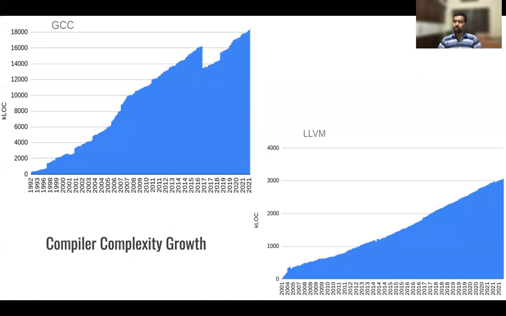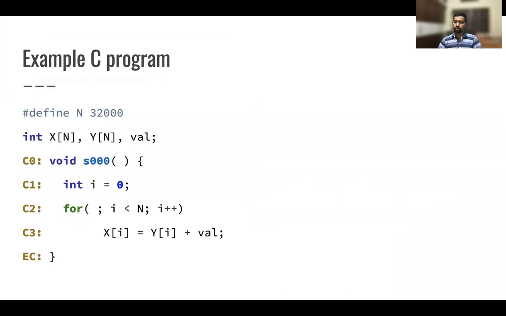Now let's see how it could impact the debuggability of the programs. Consider this example C program. Here x and y are defined as integer arrays of size n, and there's another integer variable named val. It contains a function s000, which has a local variable I initialized to 0. And there's a for loop from I equal to 0 to n that stores the addition of y of I and val into x of I in each loop iteration.